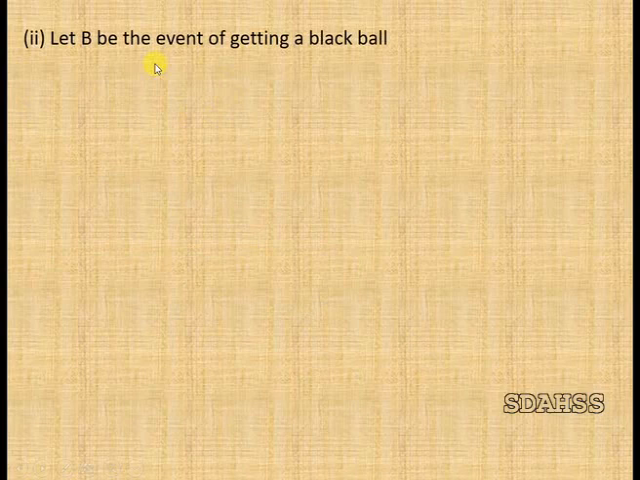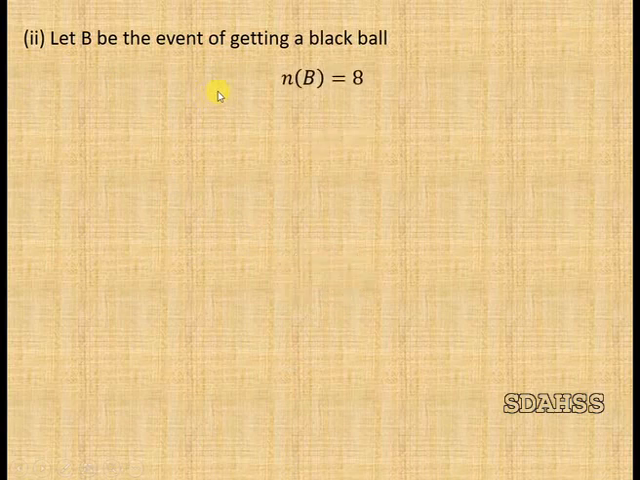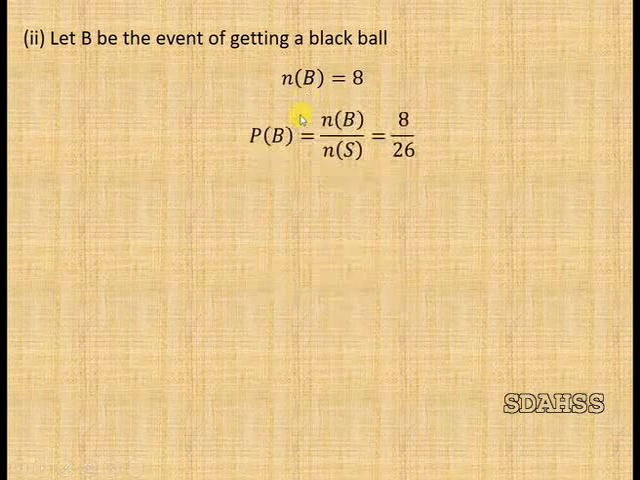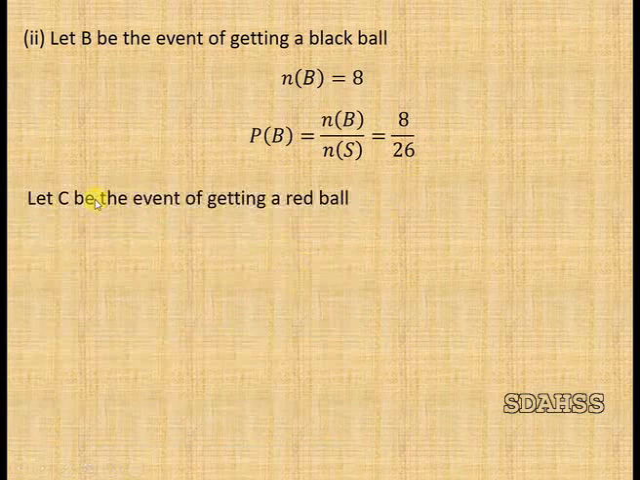Second, let B be the event of getting a black ball. So total number of black balls in a bag is 8. N of B is equal to 8. So P of B is equal to N of B by N of S is equal to 8 by 26.